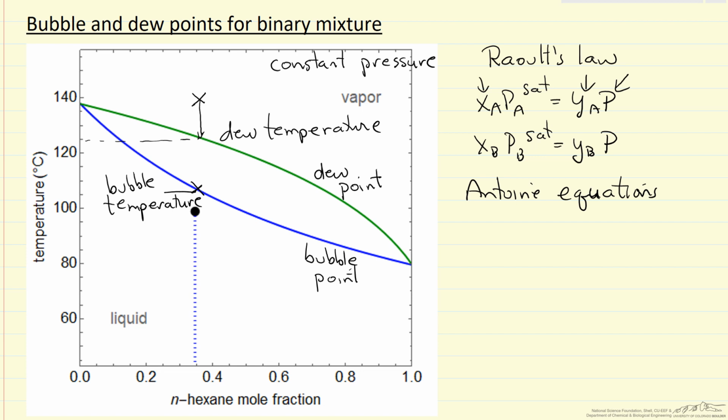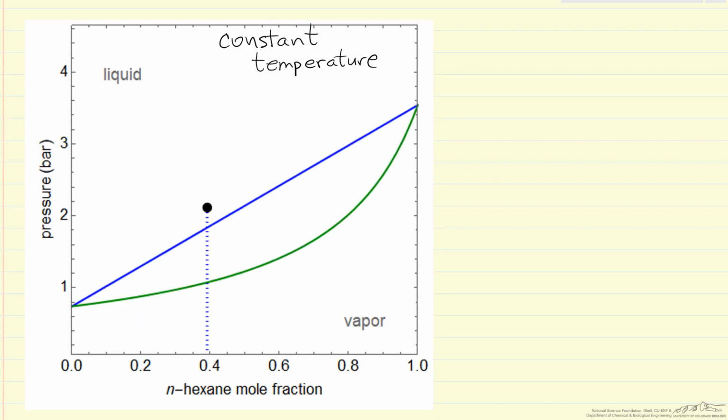Those two equations plus Antoine equations for the individual components allow us to generate the bubble point line and the dew point line. We have the corresponding lines if we plot pressure versus mole fraction. So this plot is pressure versus mole fraction at constant temperature.